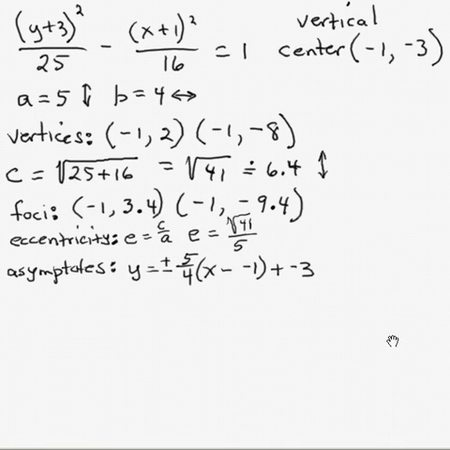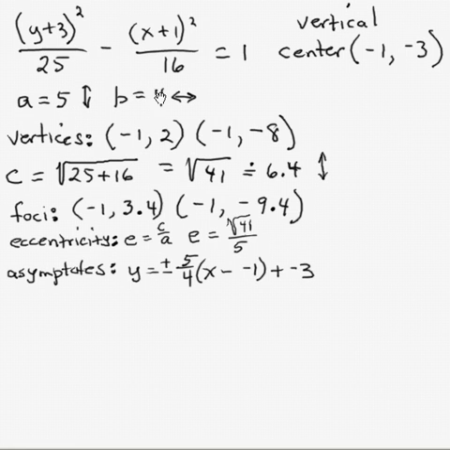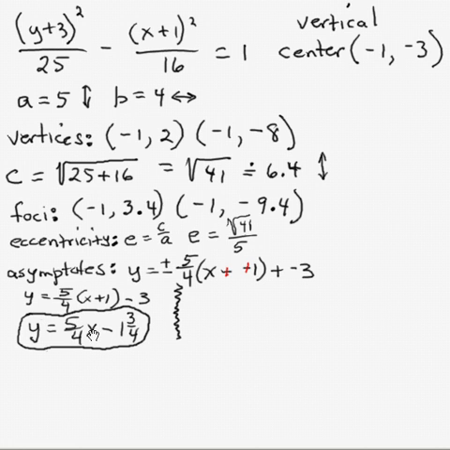If you look at your packet, the formulas for asymptotes are y equals plus or minus 5 over 4, that's a over b, distributed to x minus negative 1, plus negative 3. Let's distribute those out. Remember, subtracting a negative is adding a positive. Let's take the positive case. That's 5/4 that we're going to distribute out to x plus 1. Doing so is going to give me 5/4 x plus 1 1/4 minus 3, which is negative 1 3/4.